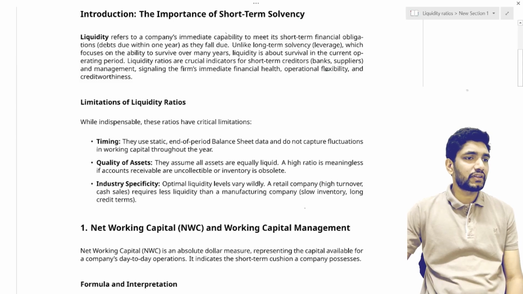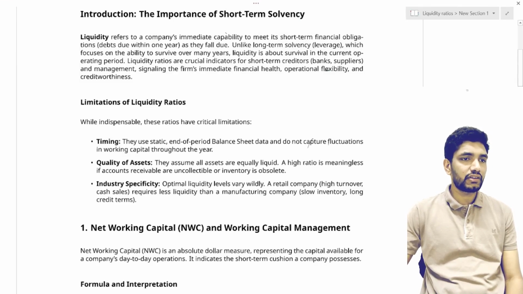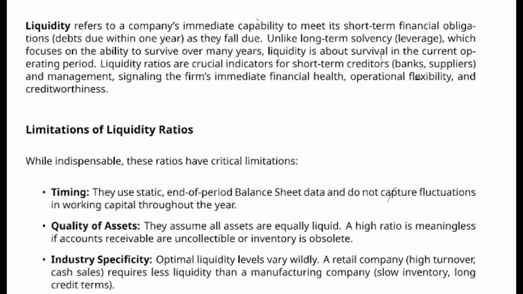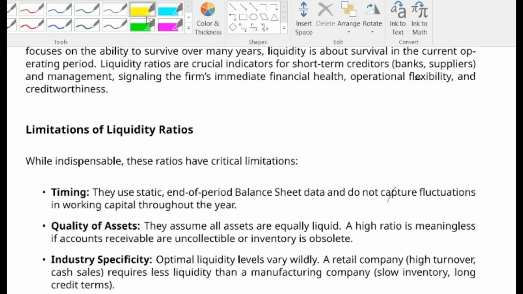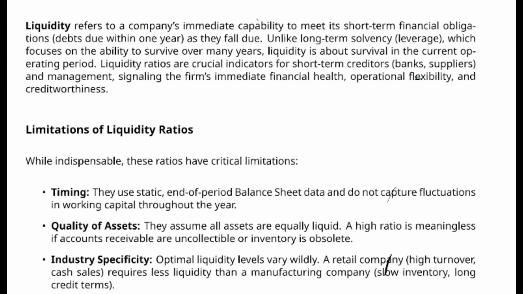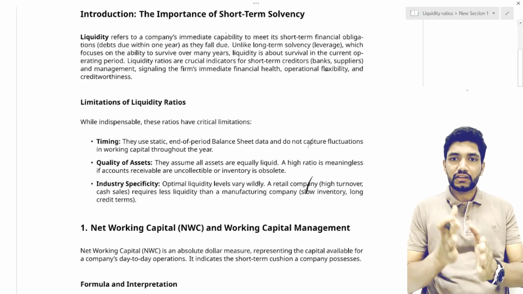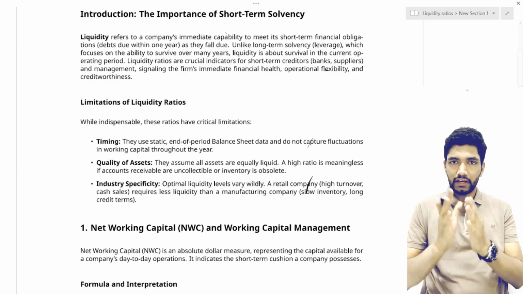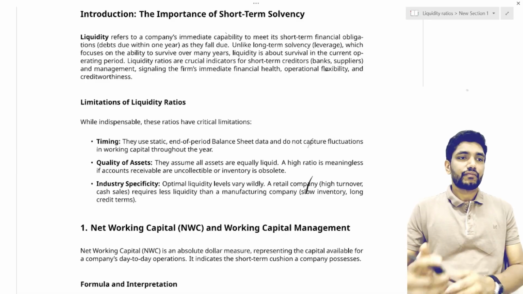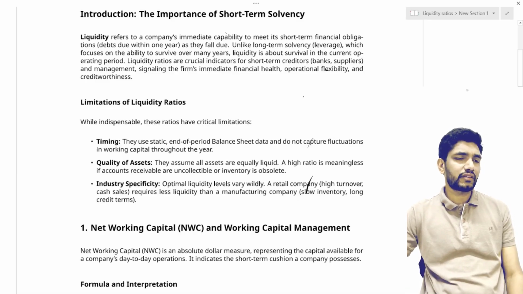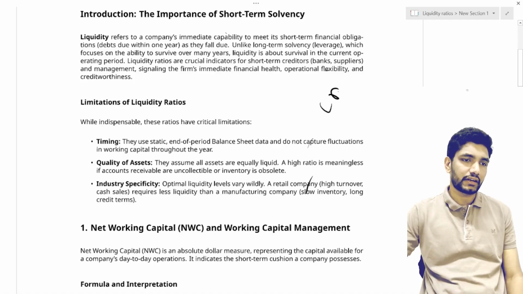Liquidity refers to a company's immediate capacity to meet its short-term financial obligations due within 1 year. Liquidity measures the ability of a company to meet its short-term obligations using its own current assets. So basically, liquidity is the comparison between current assets and current liabilities.